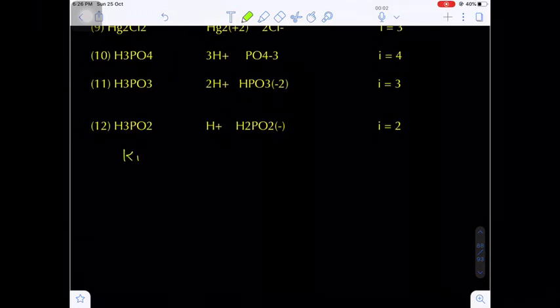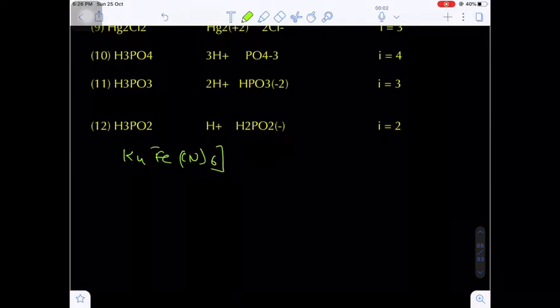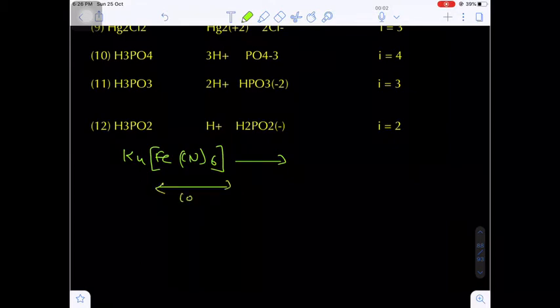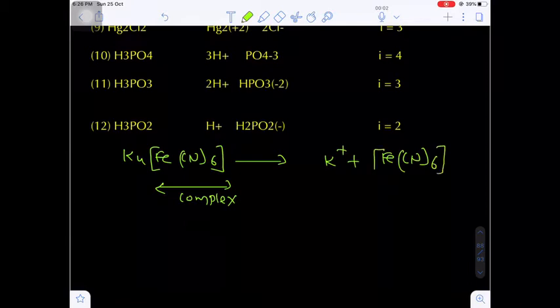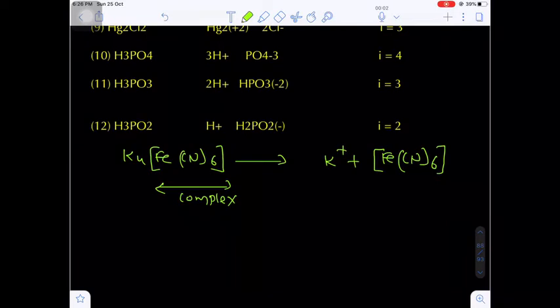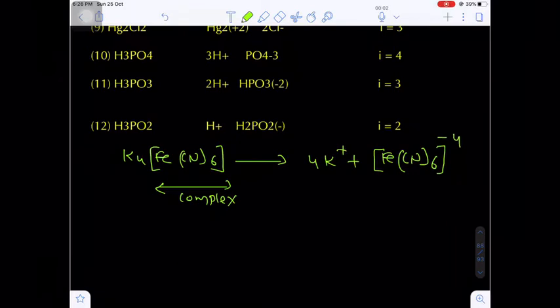But I am writing here K4[Fe(CN)6]. Now here the complete square bracket means this part is a complex part, so it should remain as it is in the aqueous medium. So potassium and [Fe(CN)6]. Are you getting my point? Now you see how many potassiums are there? 4. So 4 positive charges, so there must be 4 negative charges in order to balance.